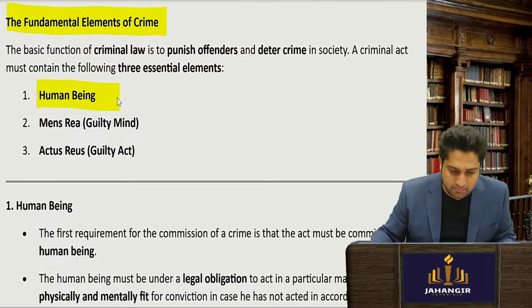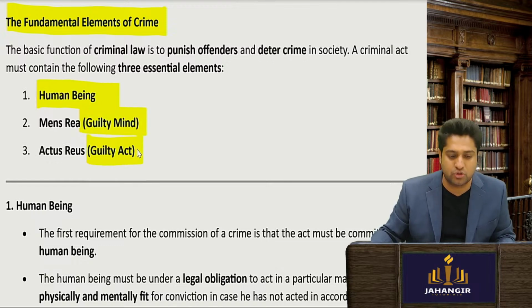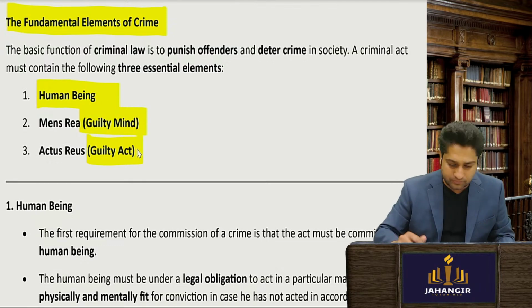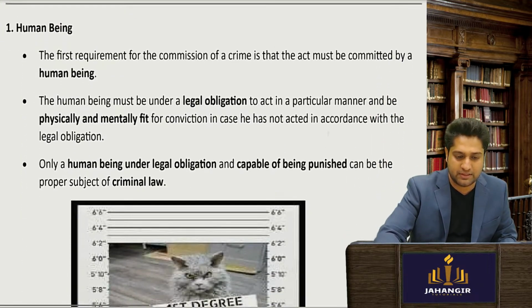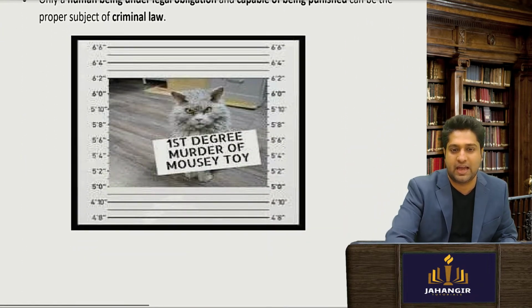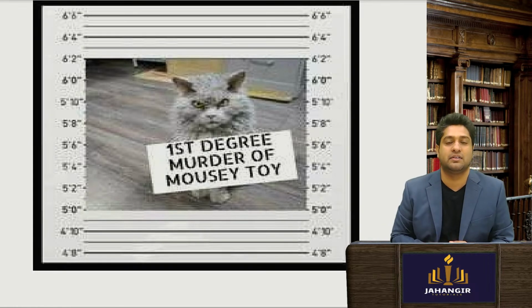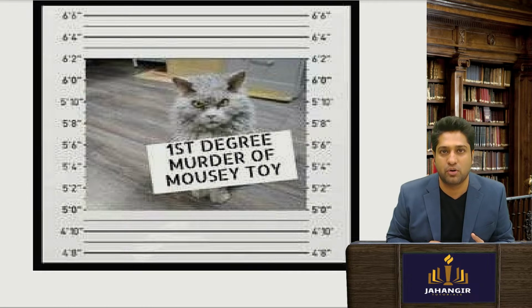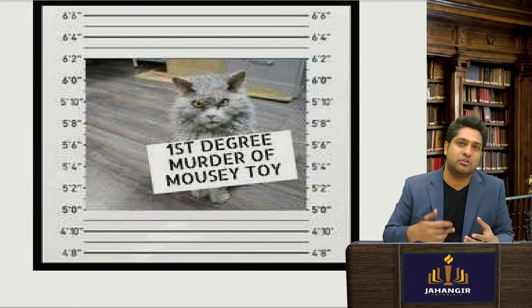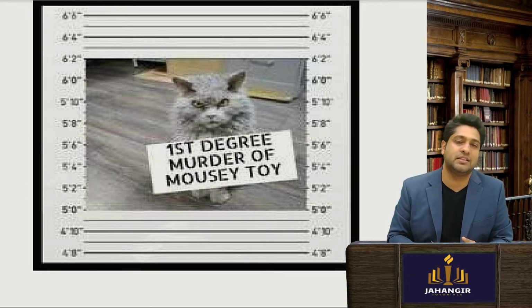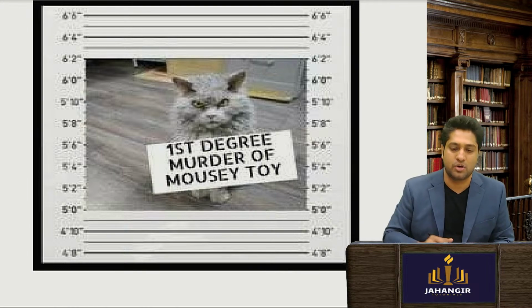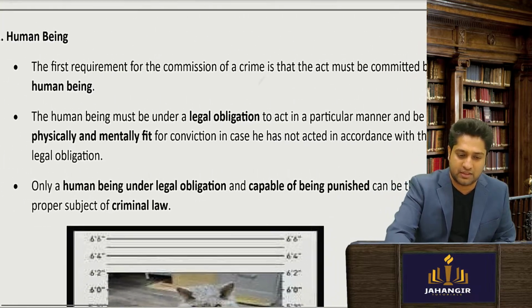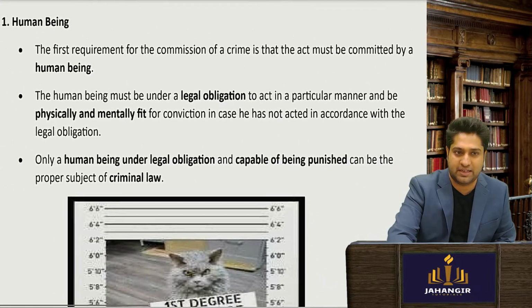It should be a human being, you should have the guilty mind, and you should do a wrongful act. First, let's begin with each one. Now you tell me, can we catch this cat for killing the mouse? Obviously no. If a bull is running and it hits someone and kills someone, will they be held liable? Answer is no. So obviously only human beings can be tried.